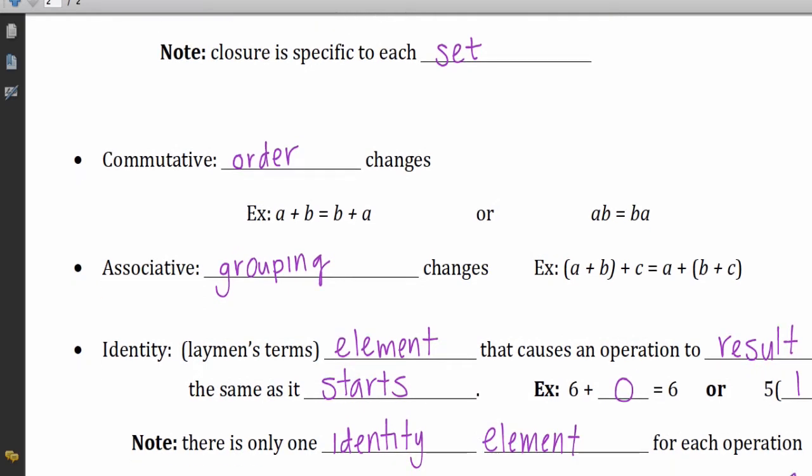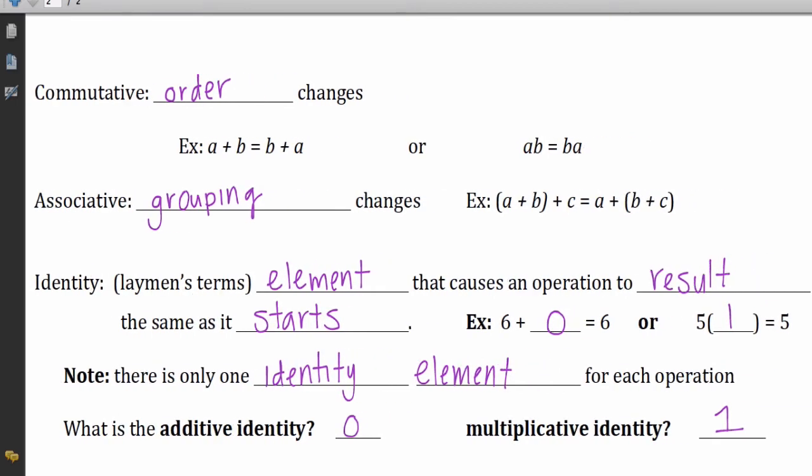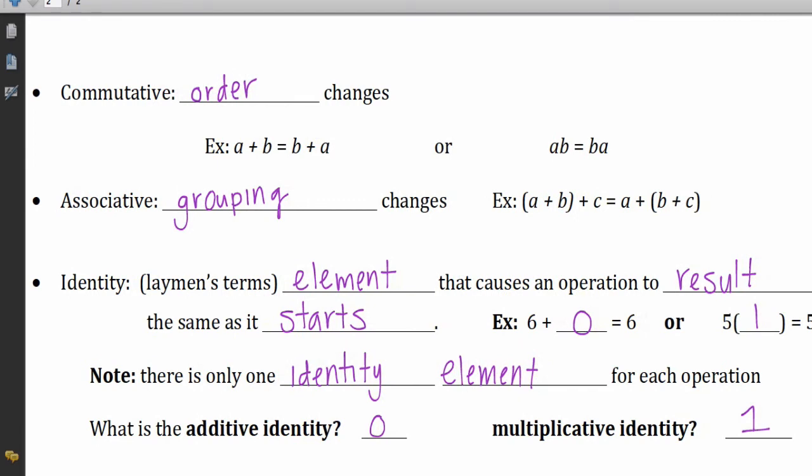Our next two properties, identity and inverse, are probably things you have not talked much about. What the identity property means is that it is an element that causes an operation to result in the same as it starts. For example, in addition, what can we add to 6 to get 6 back? Well, we know that we can add 0 and it's going to give us our original number back. And that's true for any number in addition.